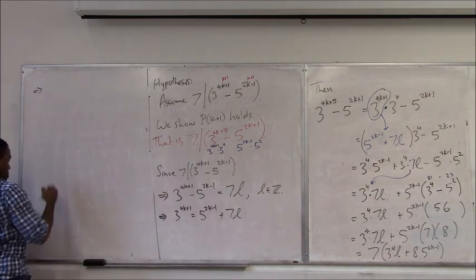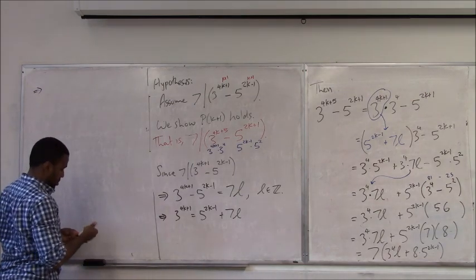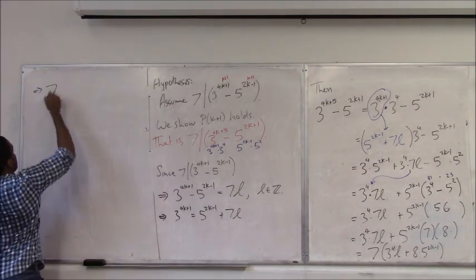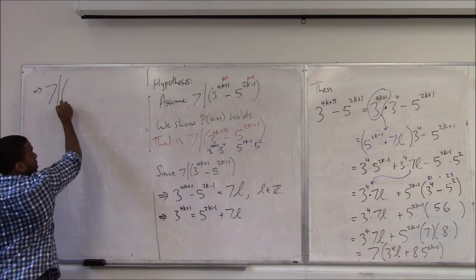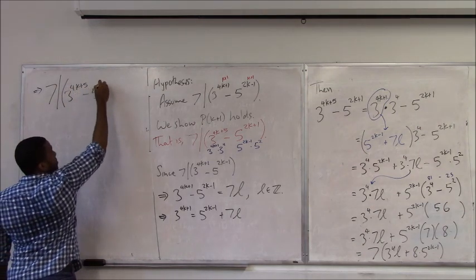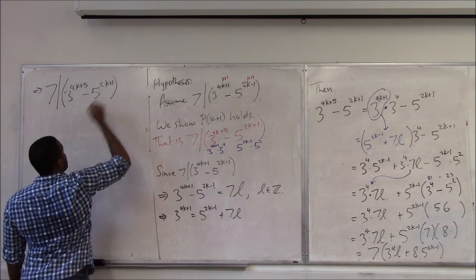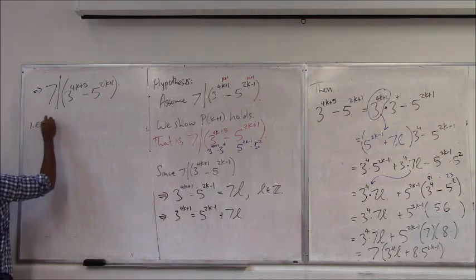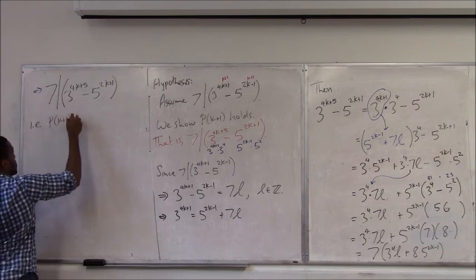Which means 7 divides 3 to the 4k plus 5 minus 5 to the 2k plus 1, i.e. p of k plus 1.